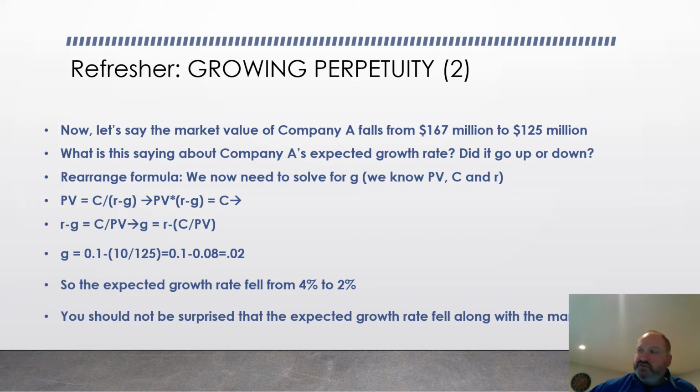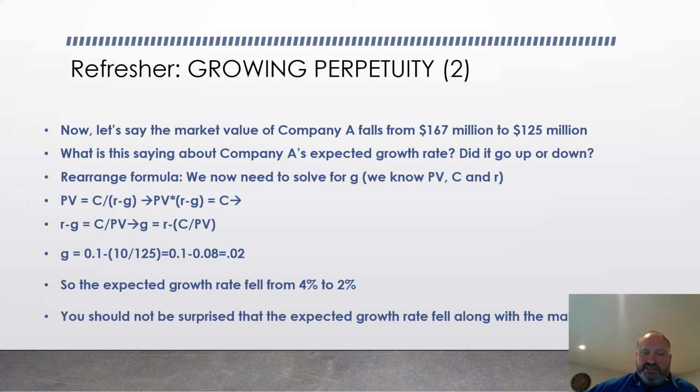Okay, so just a few simple steps in algebra, rearranging this, and what we end up with is the growth rate equals the discount rate minus the ratio of the cash flow to the present value, which here is 10% minus 8% or 2%. So as we expected, the expected growth rate did fall from 4% to 2%. So that may or may not sound like a lot. It is a lot. It's getting cut in half.